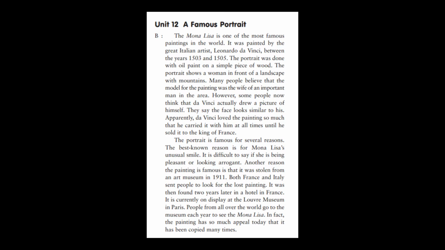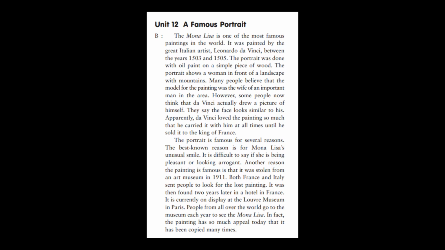Many people believe that the model for the painting was the wife of an important man in the area. However, some people now think that Da Vinci actually drew a picture of himself. They say the face looks similar to his. Apparently, Da Vinci loved the painting so much that he carried it with him at all times until he sold it to the King of France.